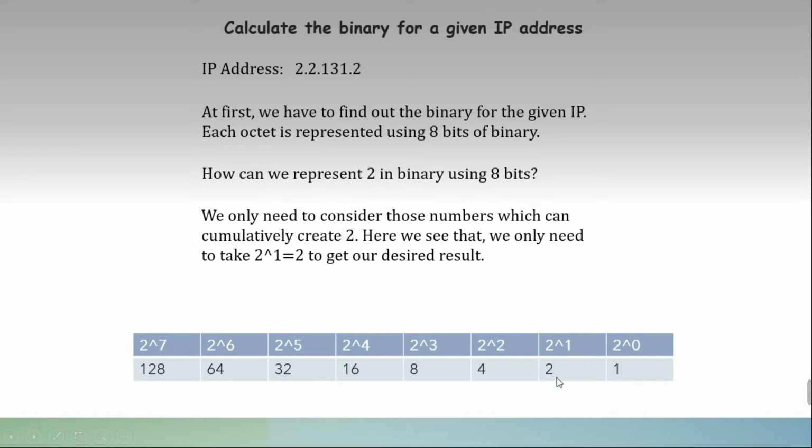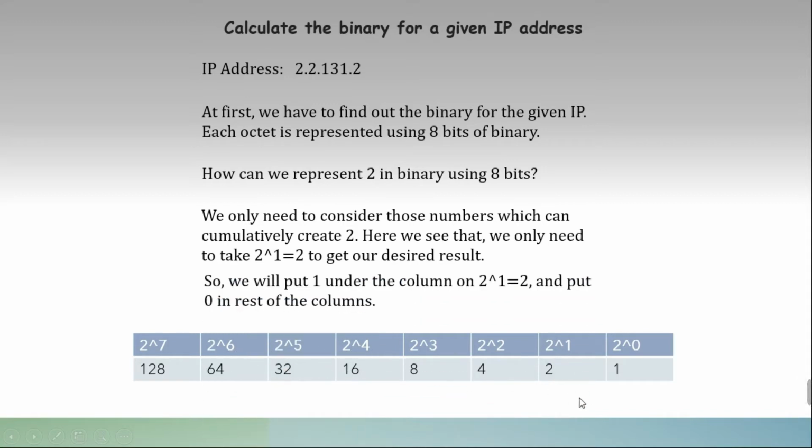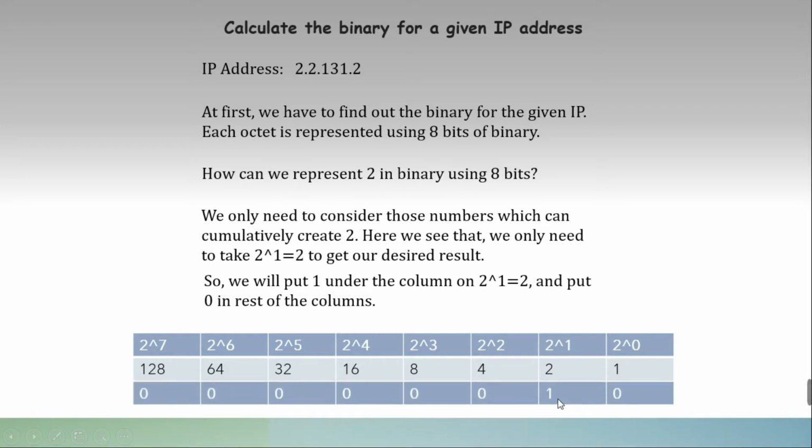Here in this table we see that we only need to take this part over here, 2 to the power 1, which is equal to 2. We only need to take this one and we can ignore the rest, because taking only this one gives us the final result as 2. We don't need any other numbers from this table. We put 1 under that column, the necessary column, and we put 0 under the rest of the columns.